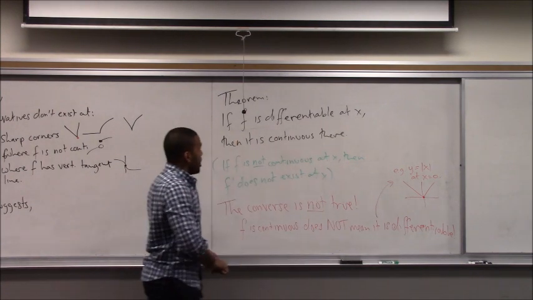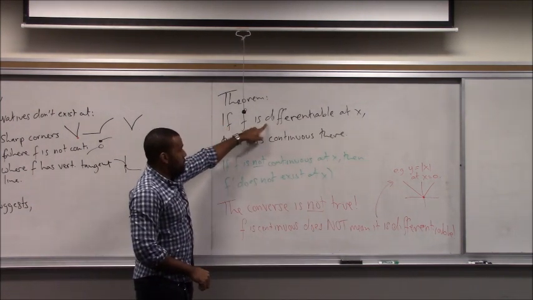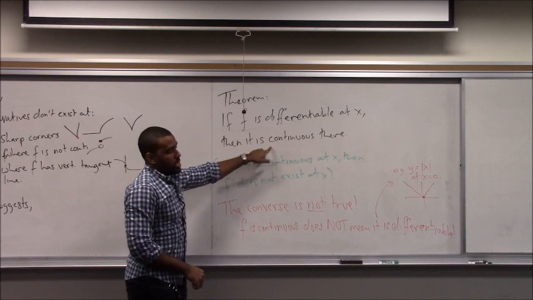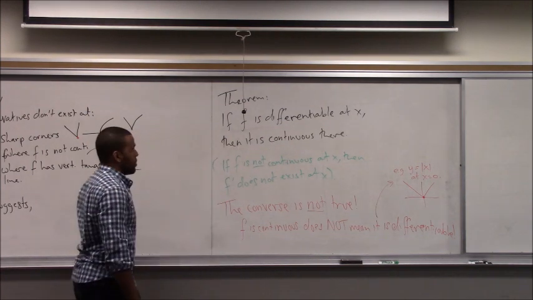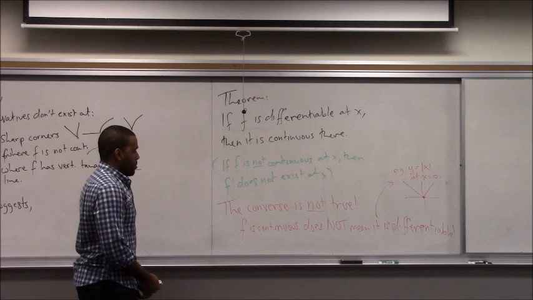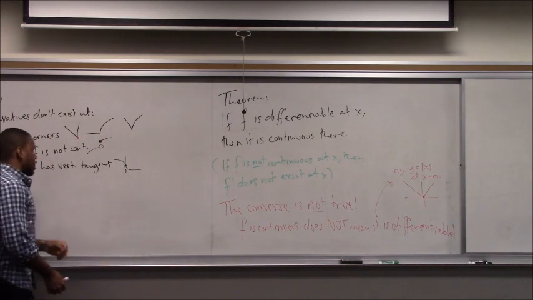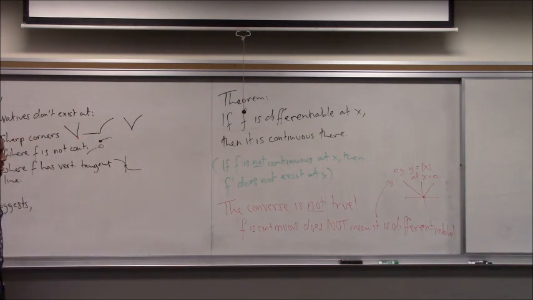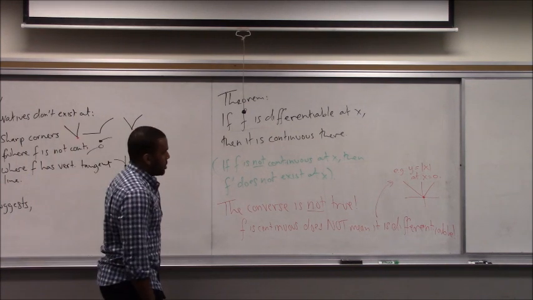So if you can find the derivative, it means the function is continuous, but it doesn't always work the other way. And so ultimately that talks about the 3 cases and the relationship between the derivative and continuity.